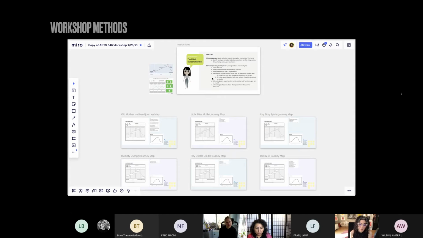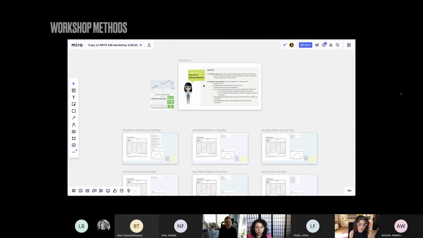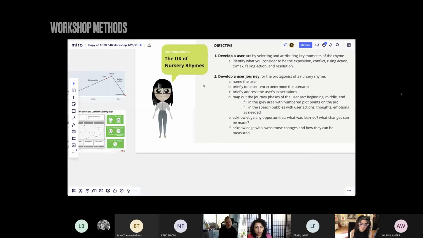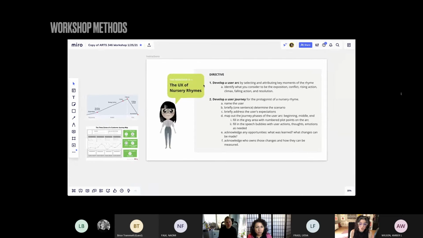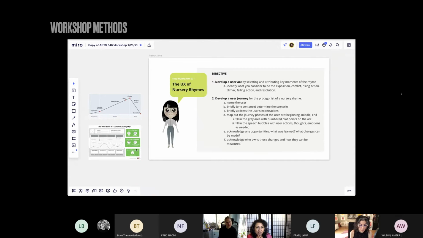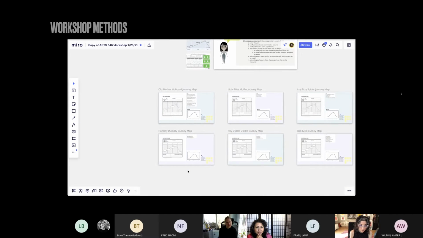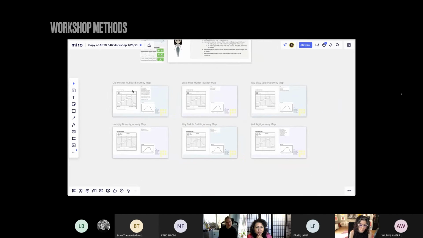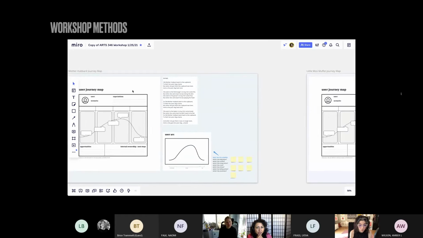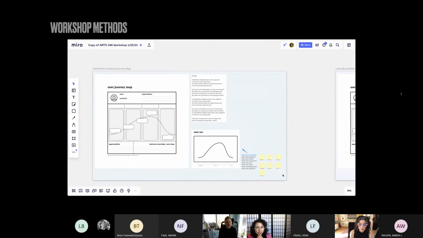So the first method sets up a board populated with what essentially serves as worksheets. The students are given a prompt or a directive at the top of the board. That's where my avatar is. I like to do that to catch their eye. And this particular board has a UX exercise in it where students are developing user journeys based on children's nursery rhymes. The students have to identify the narrative arc of the nursery rhyme.